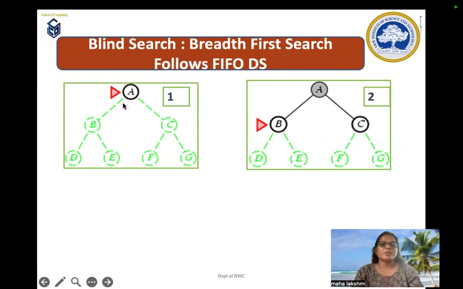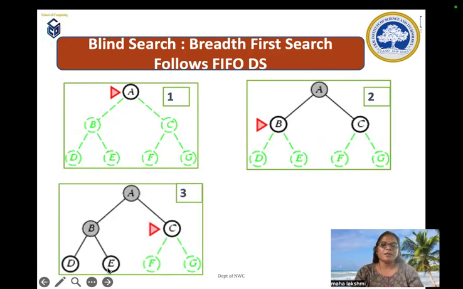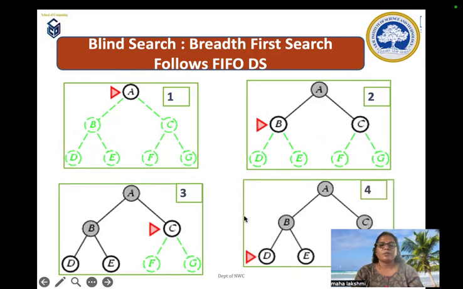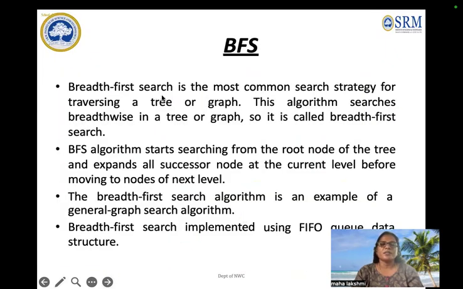So first A will be expanded, then B and C will be expanded, then B's children D and E will be explored, then C's children F and G will be explored. Breadth first search is the most common search strategy for traversing a tree or graph. This algorithm searches breadthwise in a tree or a graph, which is why it is called breadth first search.